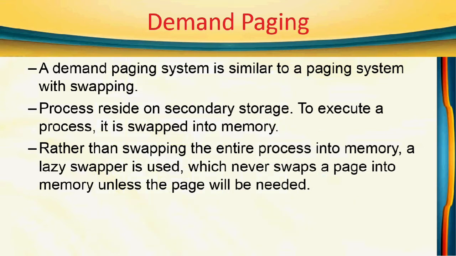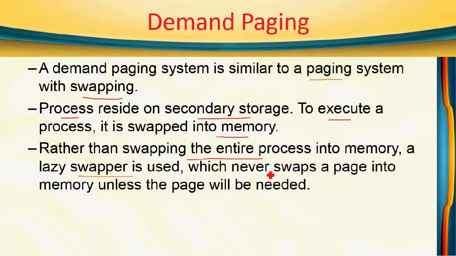Demand paging is nothing but a paging system similar to paging with swapping. So two techniques are combined here, paging and swapping. Demand paging equals paging plus swapping. Normally, initially the processes are available only on the hard disk. Whenever we want to execute, a process should be loaded into the main memory. Here, instead of swapping the entire process into main memory, we will use a lazy swapper.